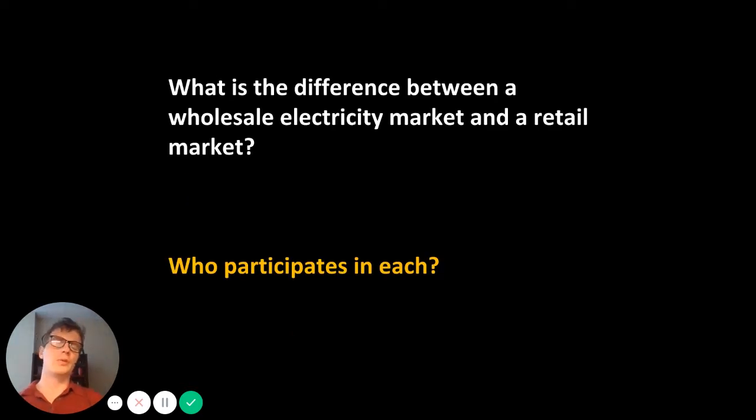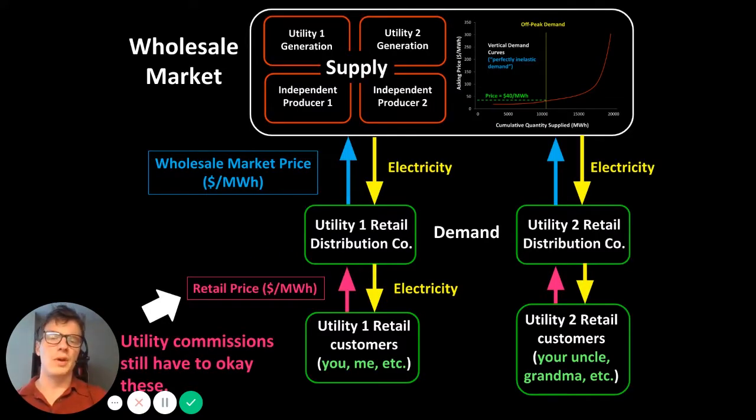So what's the difference between a wholesale electricity market and a retail electricity market, and who participates in each? Well, a wholesale electricity market is where you have power plants that could be owned by different utilities or independent power producers that are all competing with each other to sell electricity. And demand in wholesale electricity markets comes from retail distribution companies. And so in wholesale electricity markets, the price goes up and down all the time because electricity demand is going up and down all the time. So prices in wholesale markets are driven by market forces.